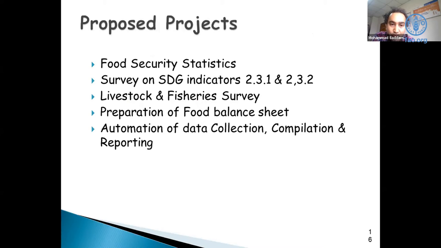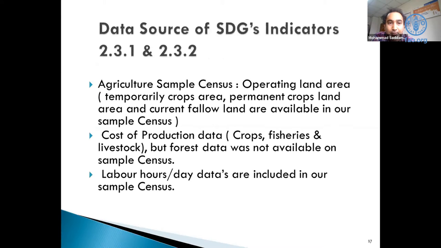First of all, the food security statistics survey on SDG indicators 2.3.1 and 2.3.2, we are proposing to conduct a related survey for getting information for SDG indicators 2.3.1 and 2.3.2, a livestock and fishery survey, preparation of a food balance sheet, and automation of data collection, compilation, and reporting as well. The main data sources for SDG indicators 2.3.1 and 2.3.2 are our agricultural sample census, covering the operating land, which includes the temporary crops area, permanent crops land area, and current fallow land area, and the cost of production covered for crops, fisheries, and livestock. But the forest data was not available in our sample census. The labor hours and days related data are included in the sample census questionnaire.